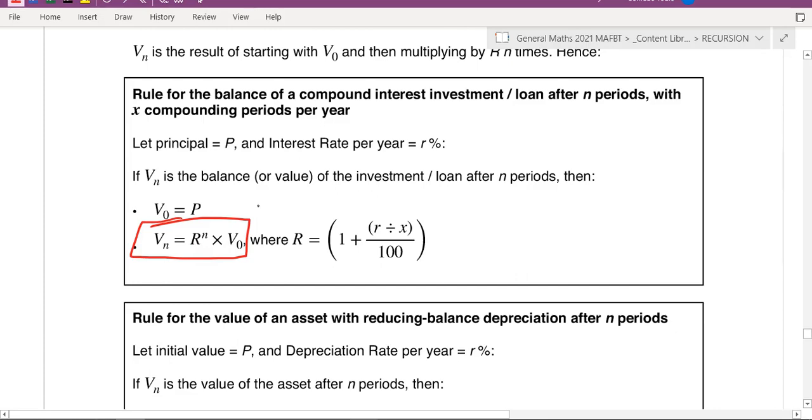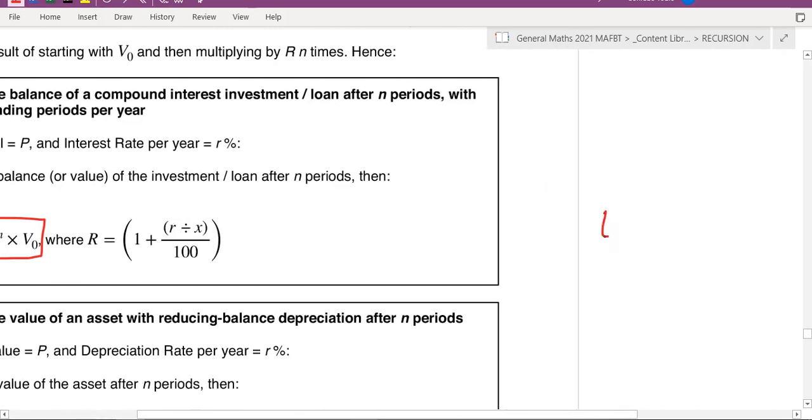So it's going to be the same as what it used to be. If you remember, back in the day, to find any term, it's going to be a times r to the power of n minus 1. That's the nth term rule here. But remember, because we're using v0, there's no more minus 1. It's just v0. So instead of looking at tn, it's going to be vn. So it's the same thing.